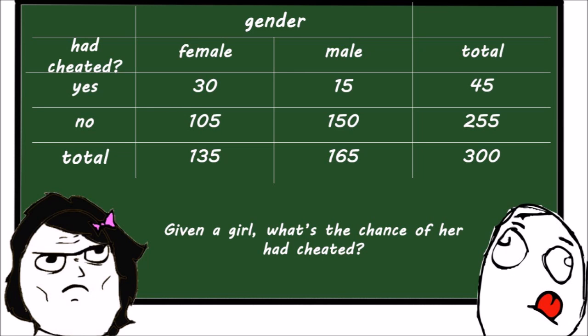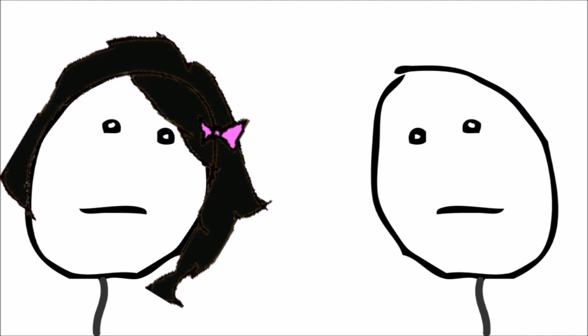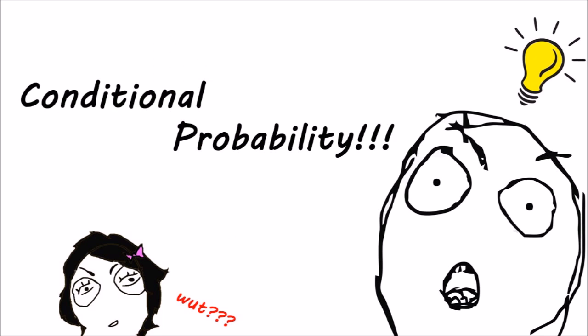Suppose that this table is true. Given that you're a girl, what's the probability of you had cheated before? Yeah, we need to take that into account too. I mean, if you get caught, will my chance of getting away be higher or lower? I don't like this, but let me think. Got it. Conditional probability.